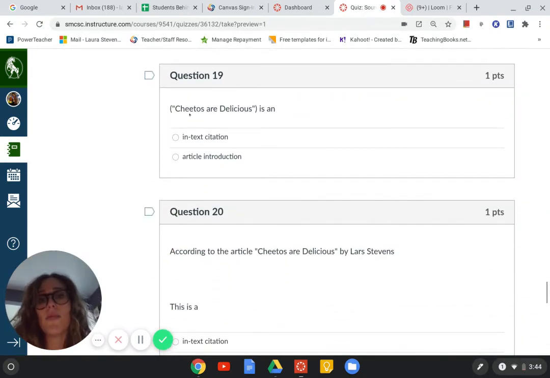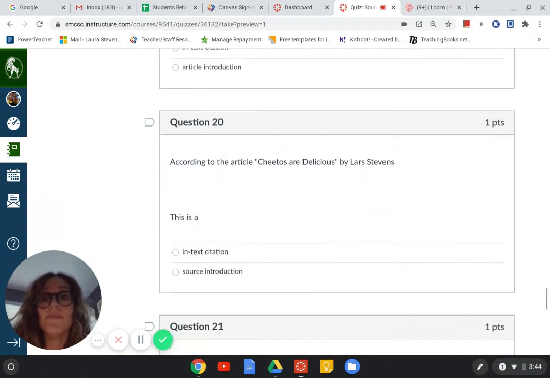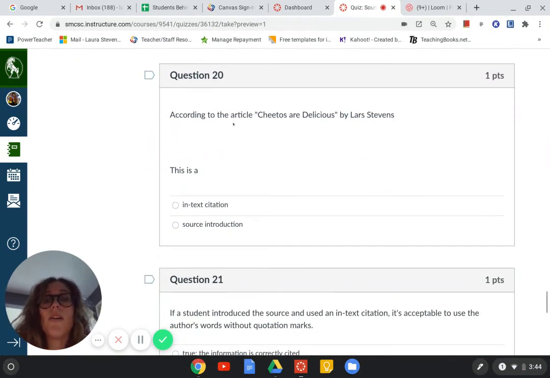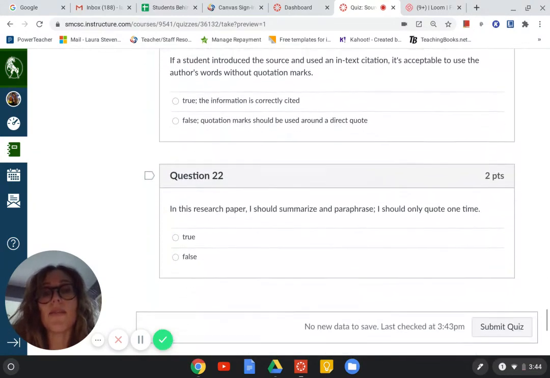Now, this is not a source introduction, right? What is this called? It's an in-text citation. According to the article, Cheetos Are Delicious by Lars Stevens. What is this? Oh, this is a source introduction. Yeah, you got it. So easy when I give you the answer, right?